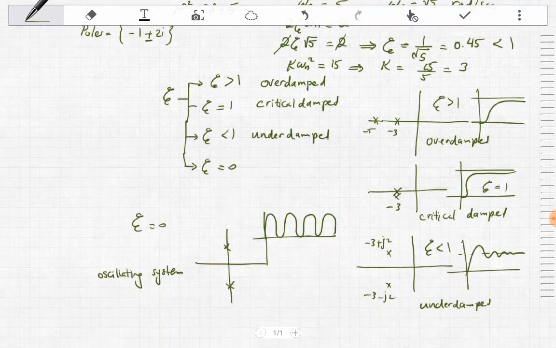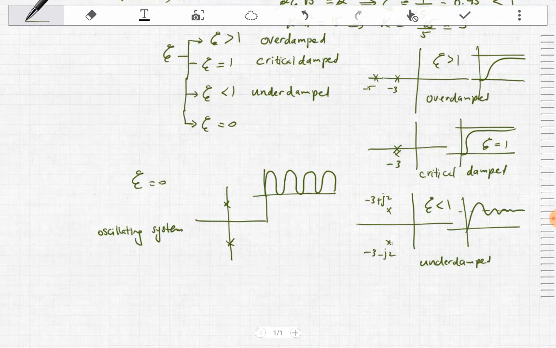It means if you don't have real parts, in this one you have minus 3 plus j2, minus 3 minus j2. It has real parts and imaginary parts. The imaginary parts are responsible for the oscillation. Real parts are responsible for the exponential decay. So if you delete the real parts, you will get j2, so your 2 will be your natural frequency, the undamped frequency. But when you add the real parts, then the frequency will be damped.